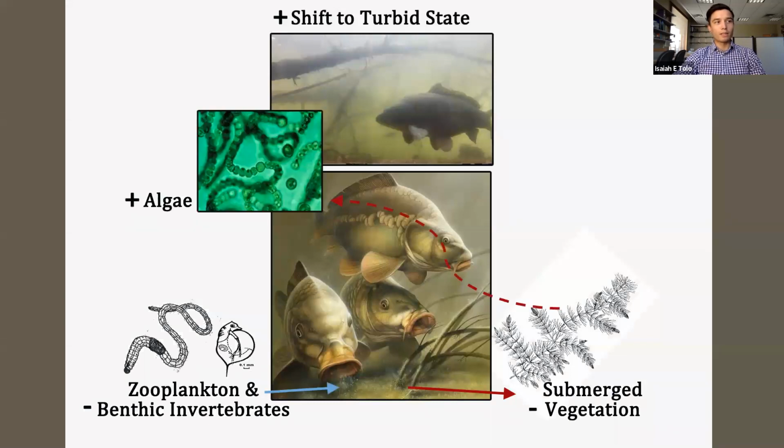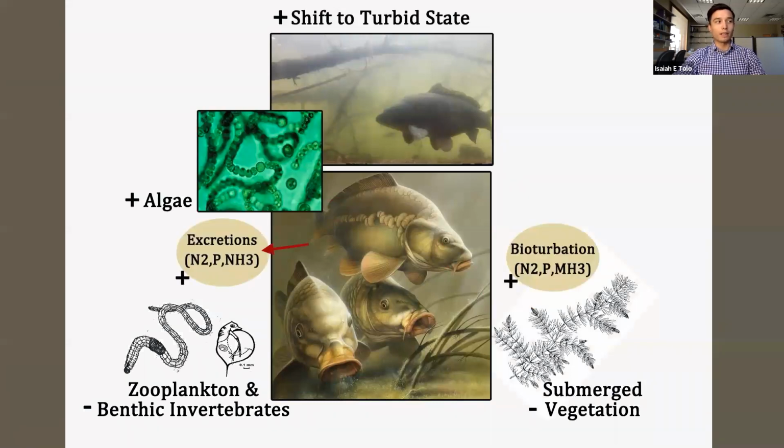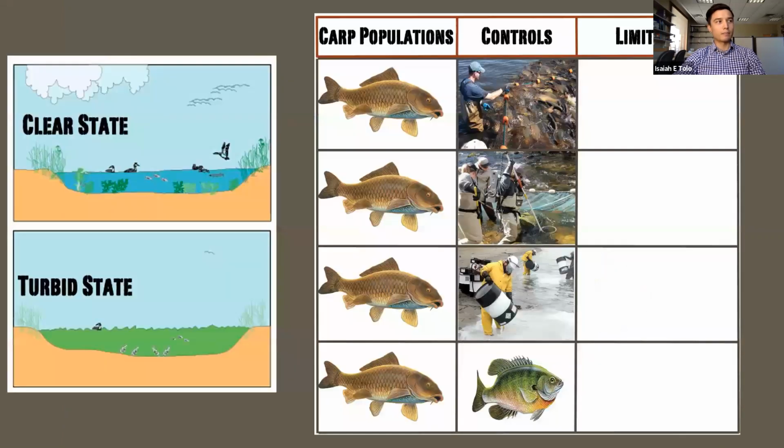They also exert their bottom-up effects, which is their excretion. These really high biomass populations excrete a lot of nutrients into the water column, and they also stir it up from the lake bottom by their interesting feeding method of rooting around on the sediments. And that causes the algae to over-dominate the system and shift to that turbid state.